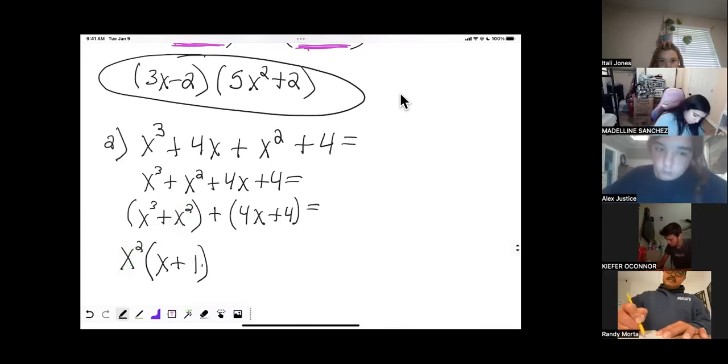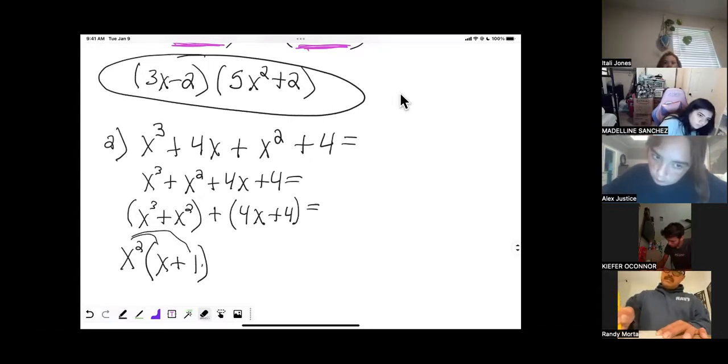If this is the only thing you have in a term, you have to put the 1. It's like a placeholder, so that when I distribute, I get the same thing I started with. If it's part of a whole bunch of things, you don't have to put 1. But if it's the only thing left, you have to put 1.